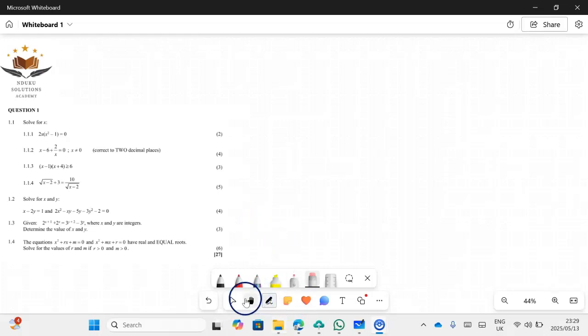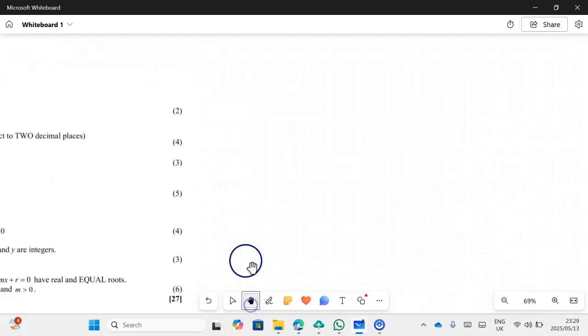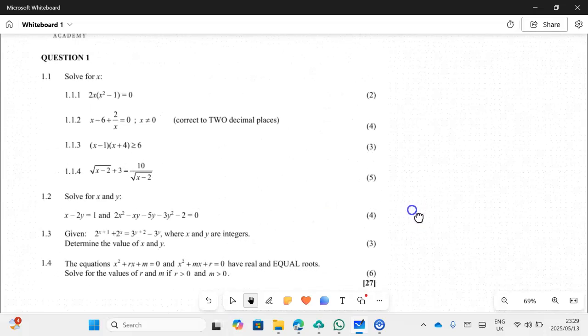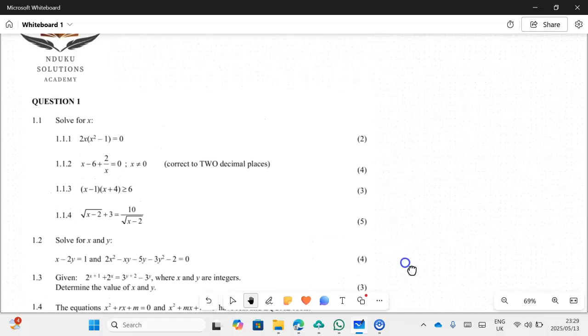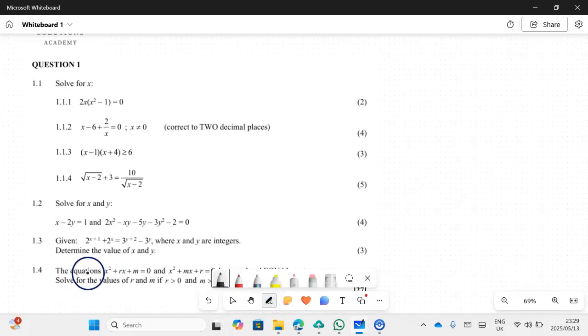Right, the other question is 1.4. Let's take a look at 1.4. Let me just zoom it a bit so we can understand what's actually required from us. So here we are. This is our 1.4. It says there with two equations. Let's take a look at the two equations.